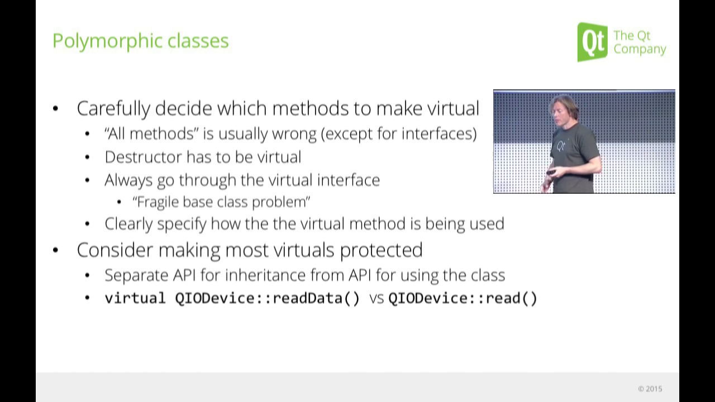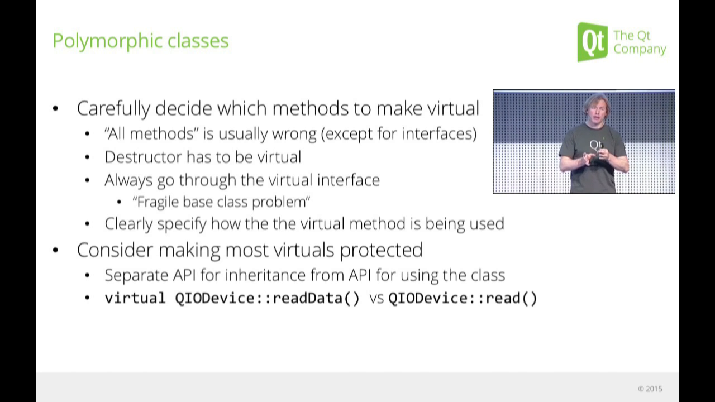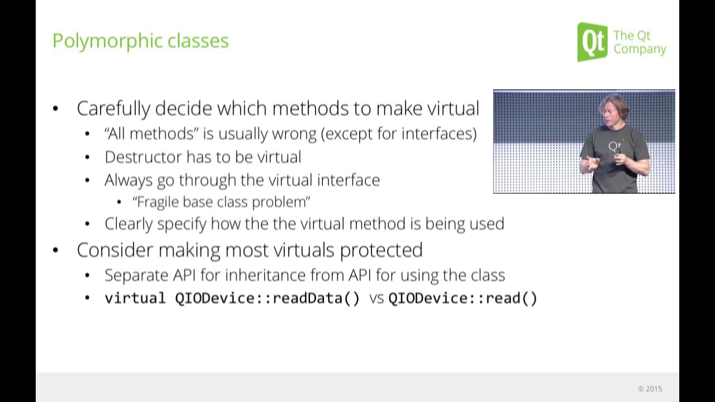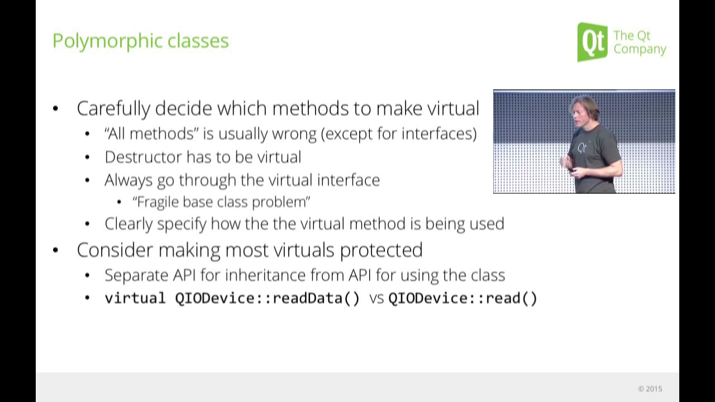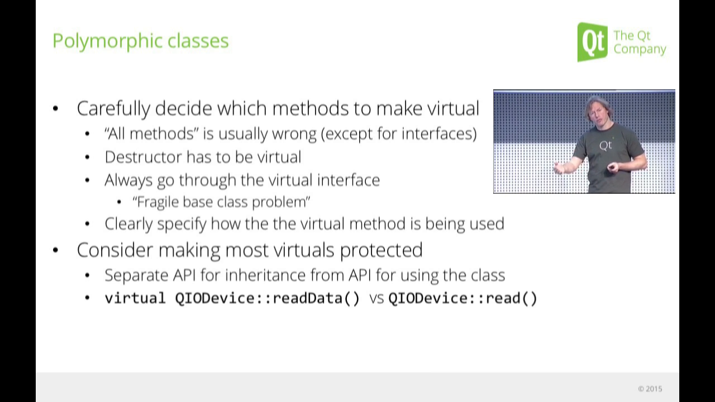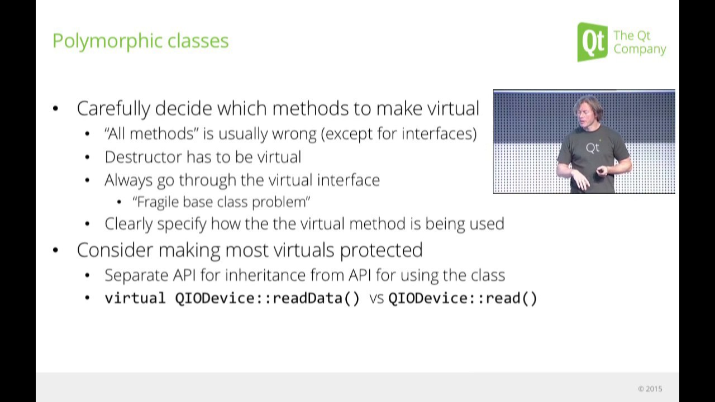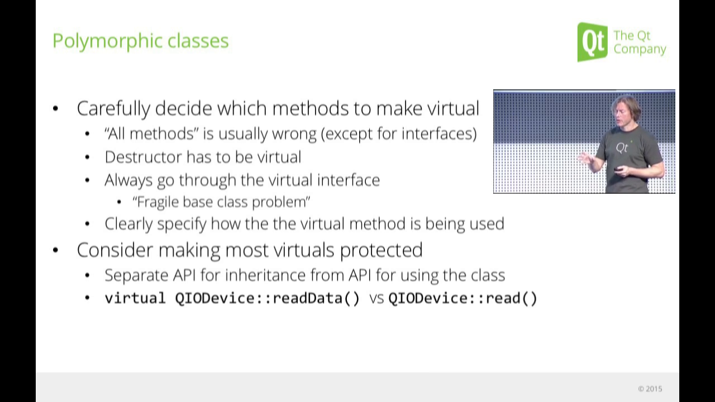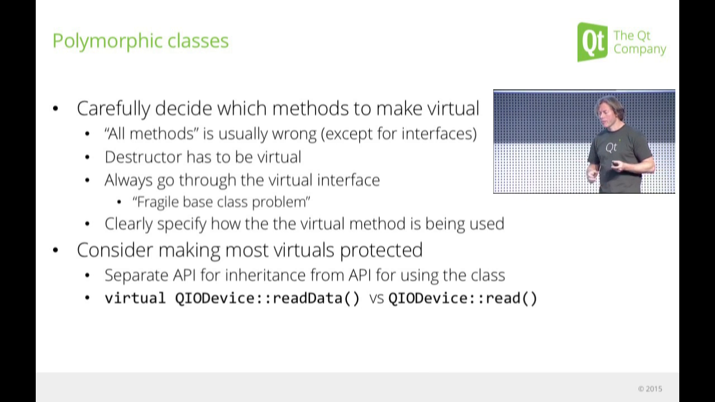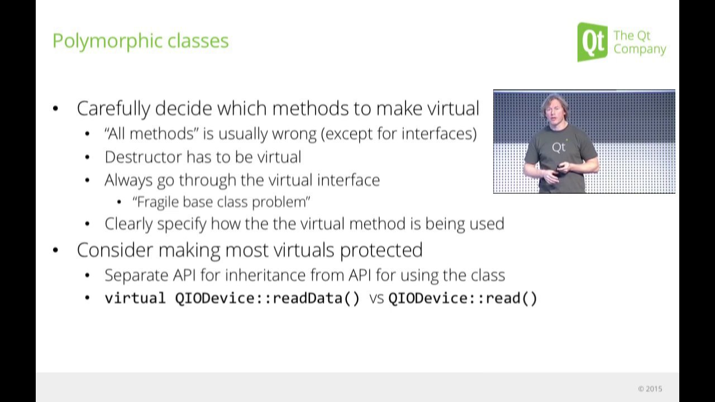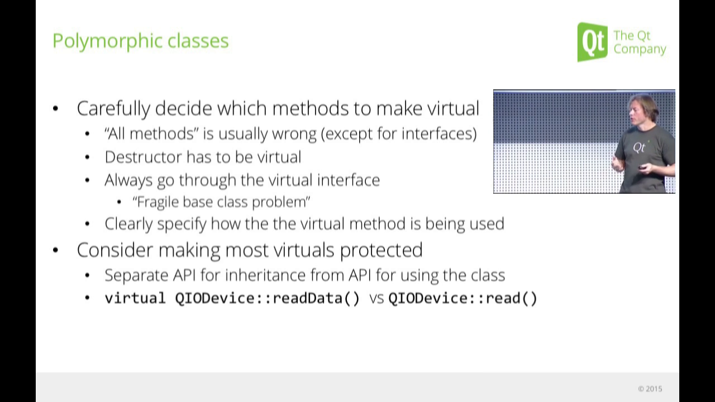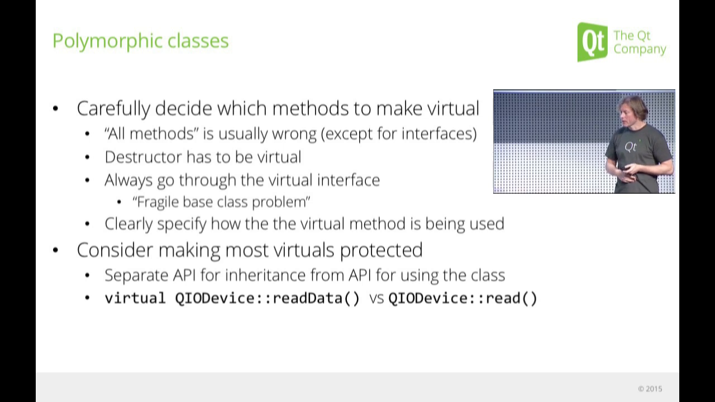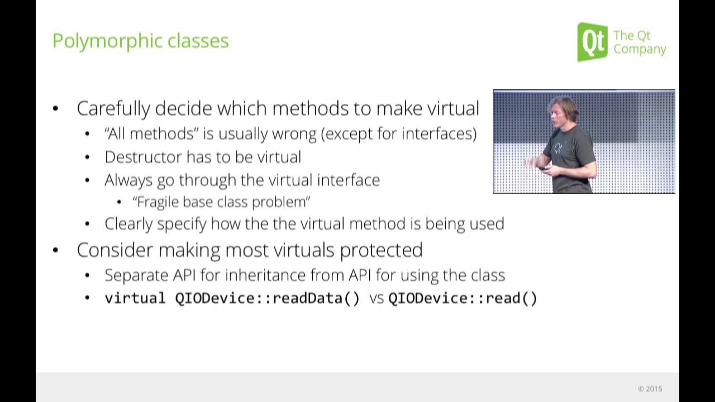Another thing that you can consider is making most of the virtuals protected and separating the API for inheriting from the class from the public API that the user of the class uses. We've done that to some extent, for example, in QIODevice. We have a readData method, which is a more low-level method to really read the data in, and it's virtual. And then we have convenience methods, QIODevice::read, which are public. So the readData is protected. And that helps us separate things and gives us a bit more flexibility on the public API. We can add more overloads without any problems. I mean, overloading virtual methods is usually difficult. So if you separate that, you can easily add overloads to your public API.